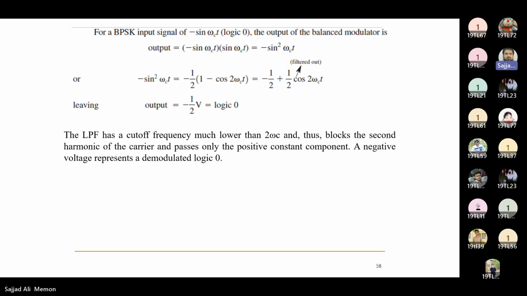If we receive logic 0, then the output is minus sine square omega ct. That will be equal to minus 1/2 (1 minus cos 2 omega ct). This component will be filtered out through the low pass filter, so it will not be there. The only thing that we will have is minus 1/2, that will be equal to logic 0. The LPF has a cutoff frequency much lower than 2 omega c, thus blocks the second harmonic of the carrier.